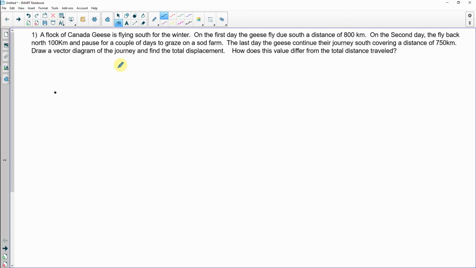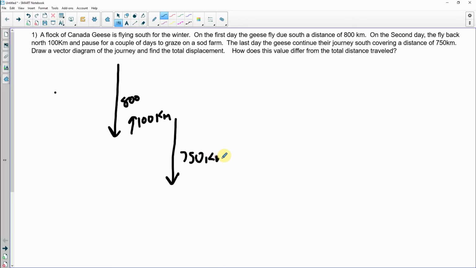So on the first day, they're going to go south by 800 kilometers. And then the second day, they're going to go north by 100 kilometers. And then on the third day, they're going to go back south 750 kilometers. So they want a vector diagram, so that's kind of what a vector diagram would look like.